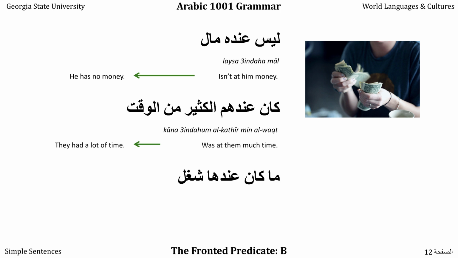If we want to make didn't have, we put the negation particle ma in front of kana. You're used to ma as meaning what from the first few lessons here, but ma can also negate the past tense. It has a number of other meanings as well. So ma kana indaha shughul means literally not was at her a job, or in better English, she didn't have a job. So learn this pattern. Place laysa before ind to make doesn't have, place kana before ind to make had, and place ma kana before ind to make didn't have.